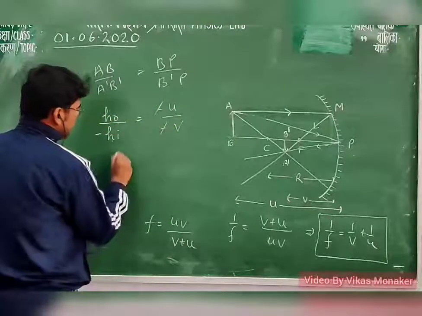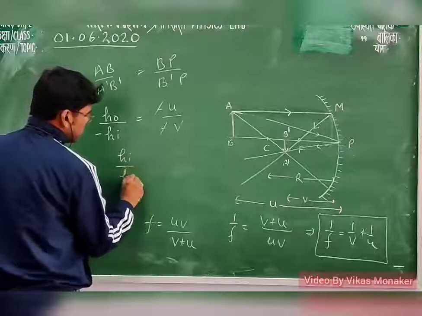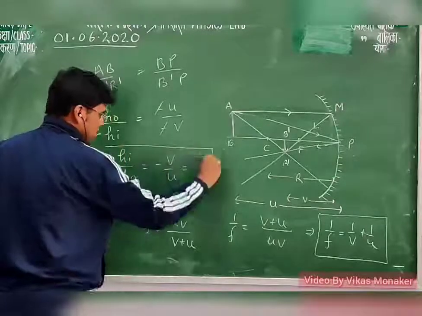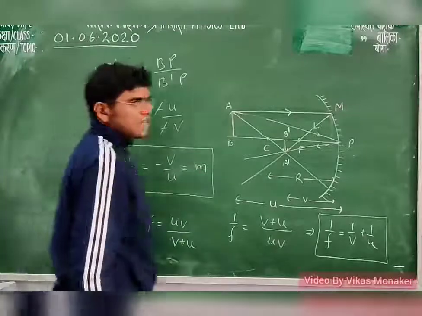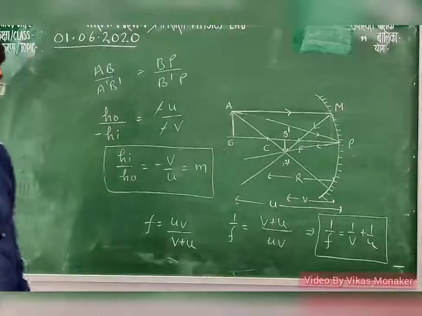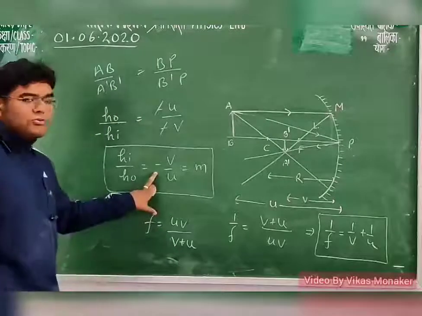So if we take the reciprocal, it will be HI upon HO, that is minus V upon U. This is for the magnification, which is the ratio of the height of the image to the height of the object. For the mirror, it is equal to minus V upon U.